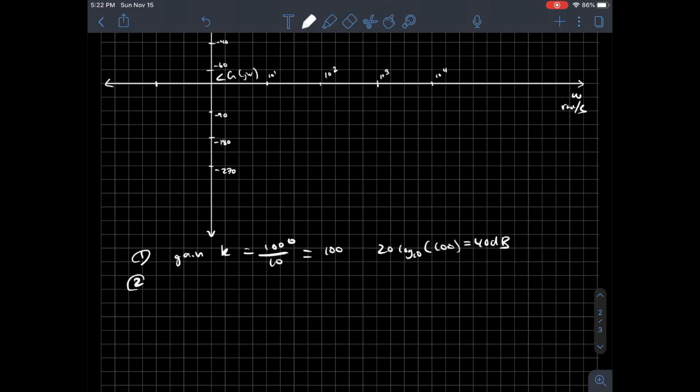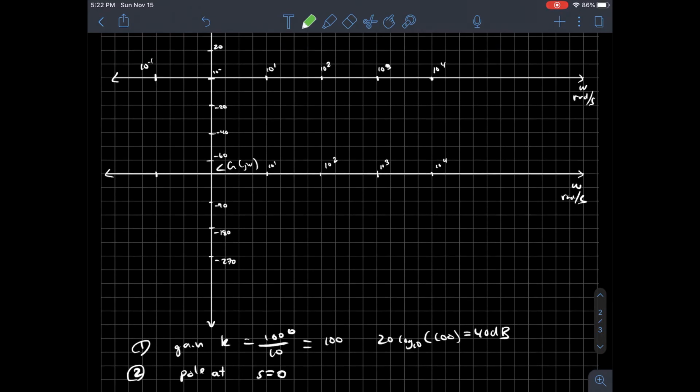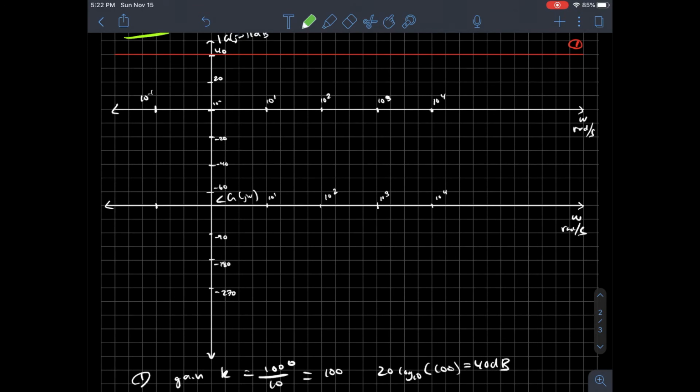The second thing is that there is a pole at s equal to 0. At s equal to 0, there is a pole that is corresponding to a pure integrator. And I know what happens there is that I will be decreasing at 20 decibels per decade, crossing through a magnitude of 0 decibels at 10 to the 0.